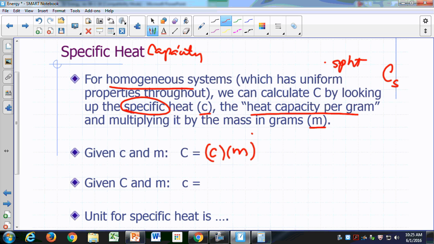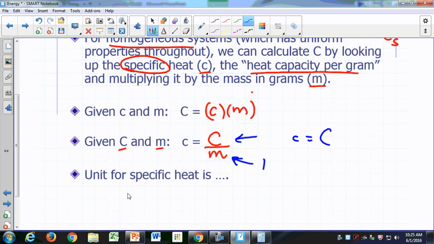So if I know the heat capacity and the mass, how would I figure out the specific heat? Heat capacity divided by the mass. Big C divided by little m gives you the specific heat. You can see that if my mass is 1 gram, then big C is equal to little c. So you can say that little c is heat capacity per gram, that's specific heat capacity.